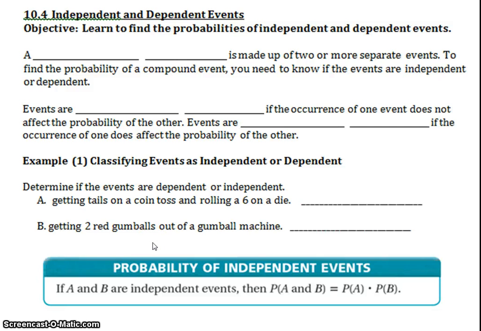Chapter 10, Section 4, Independent and Dependent Events. The objective is to learn to find the probabilities of independent and dependent events. A compound event is made up of two or more separate events. To find the probability of a compound event, you need to know if the events are independent or dependent.